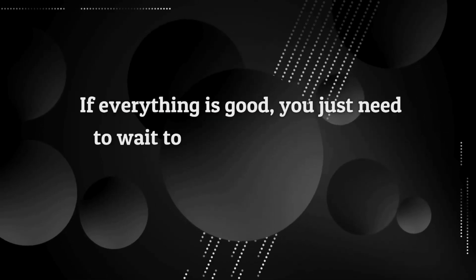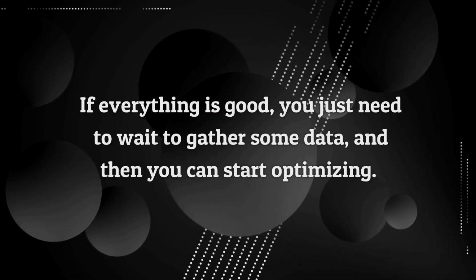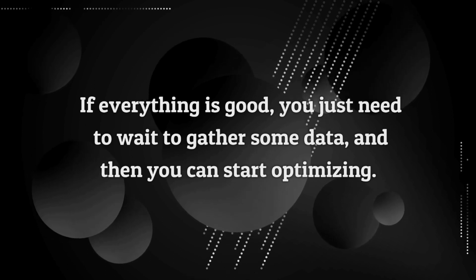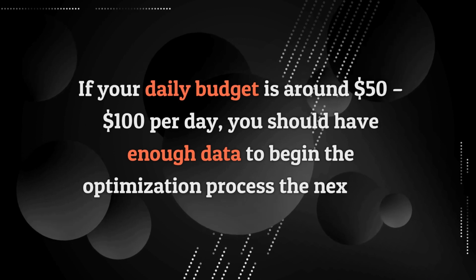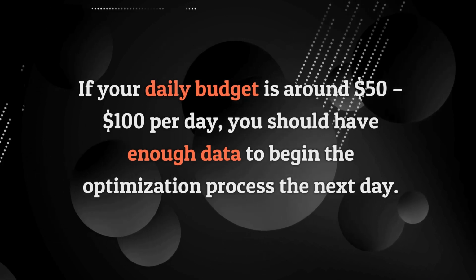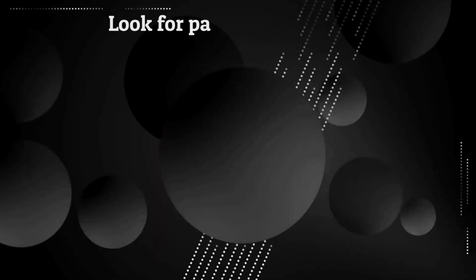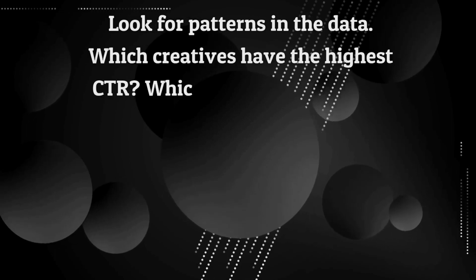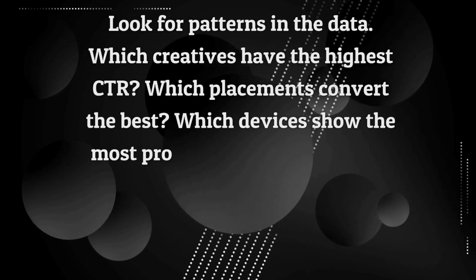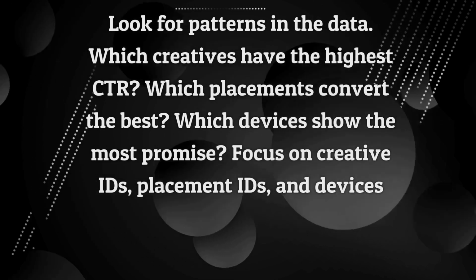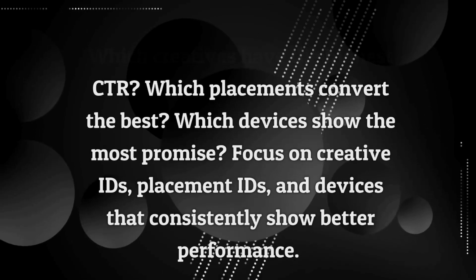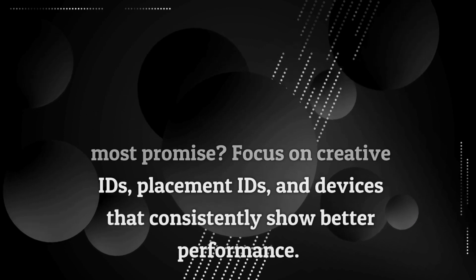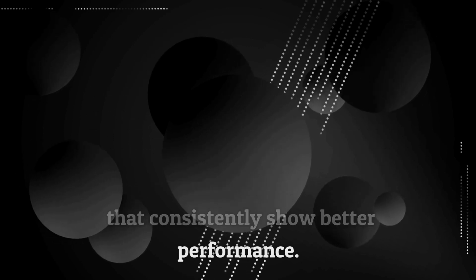If everything is good, you just need to wait to gather some data, and then you can start optimizing. If your daily budget is around $50, $100 per day, you should have enough data to begin the optimization process the next day. Look for patterns in the data. Which creatives have the highest CTR? Which placements convert the best? Which devices show the most promise? Focus on creative IDs, placement IDs, and devices that consistently show better performance.